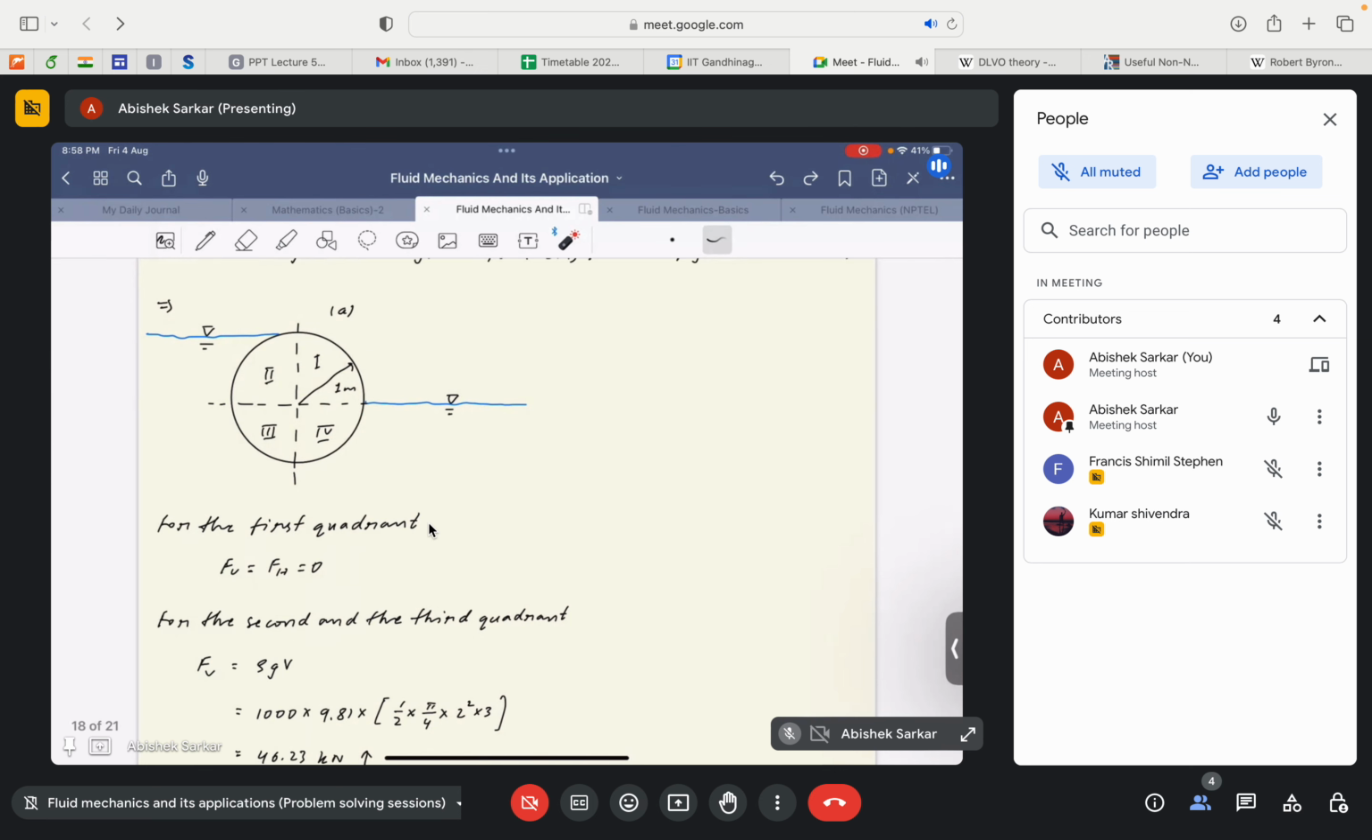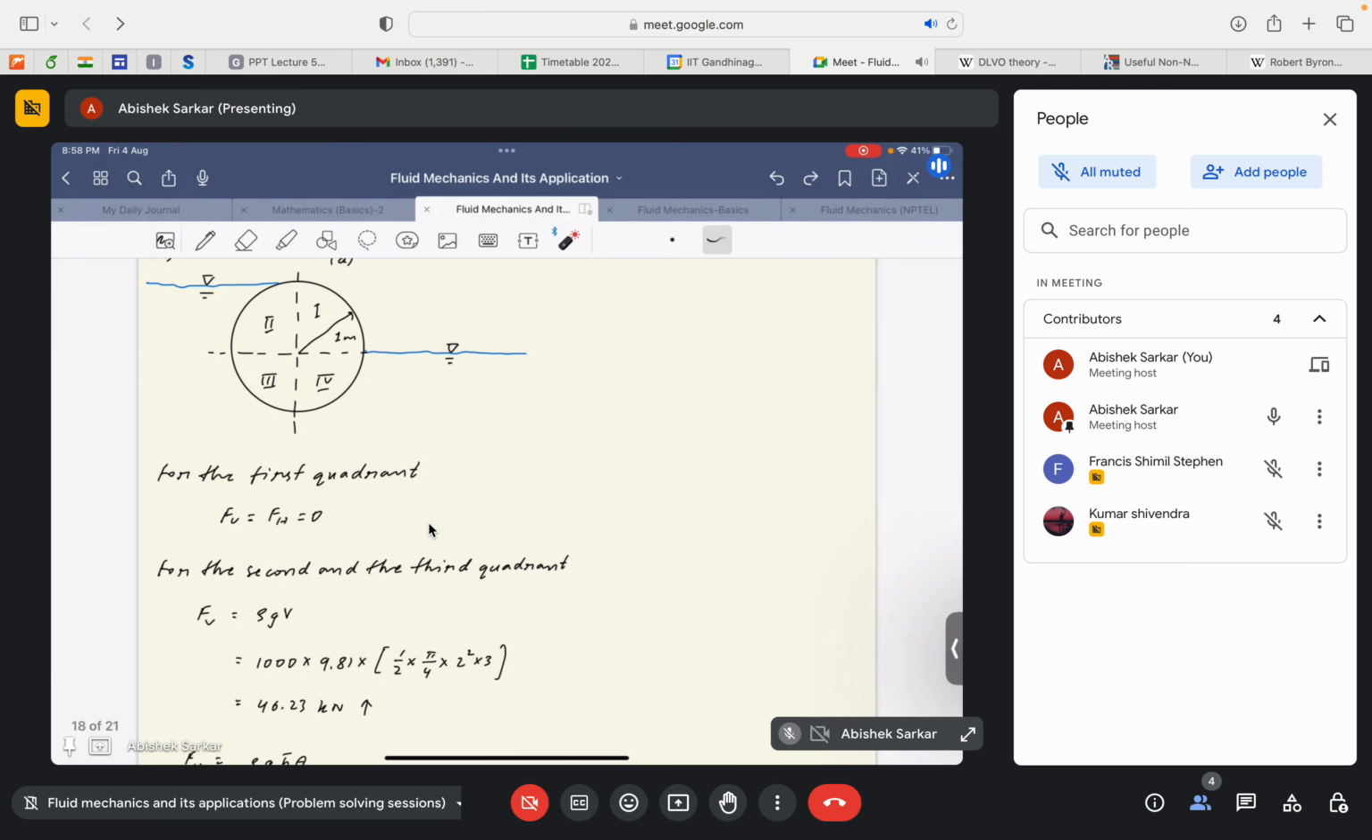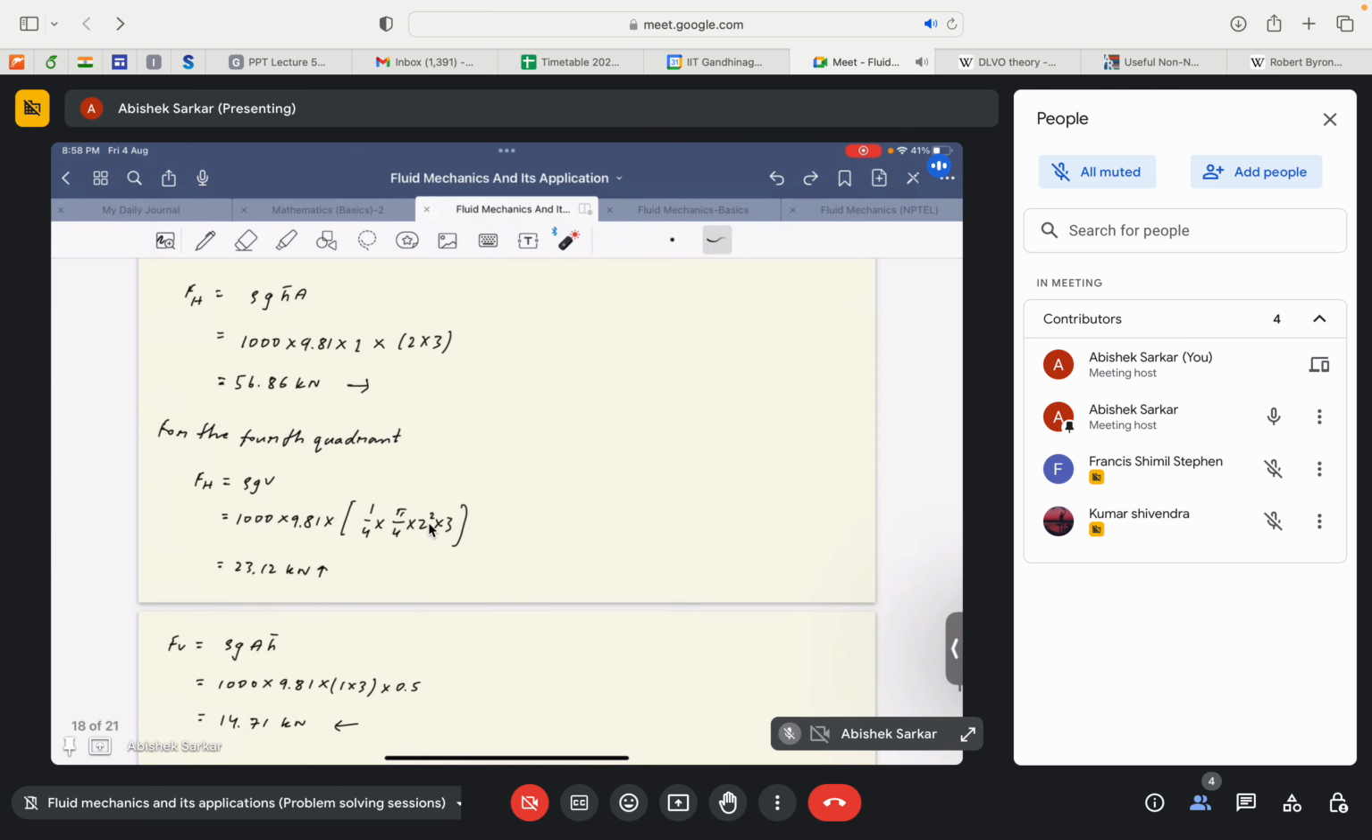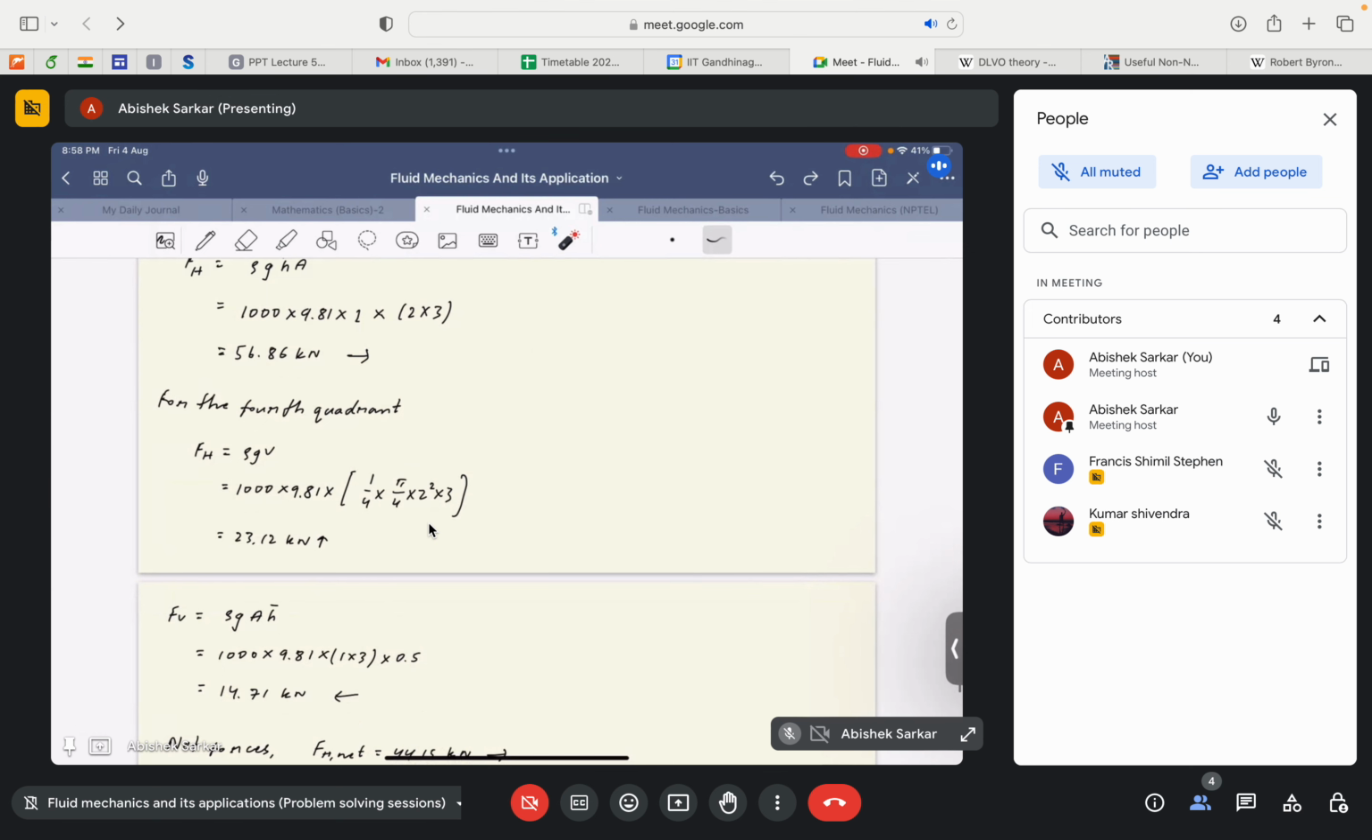And why are we not considering the first quadrant also? It's because only the weight of liquid content up to the free surface is being considered. Since the free surface is up to here, we consider the weight of liquid up to the free surface. So F vertical would be equal to the apparent weight of the liquid that would have been contained within this fourth quadrant. Again I have made a mistake. So Fv is equal to rho g v.